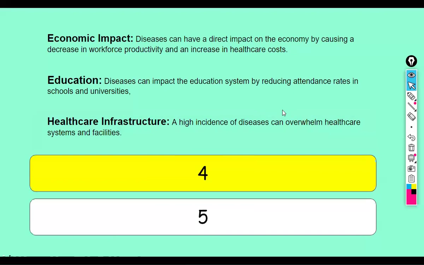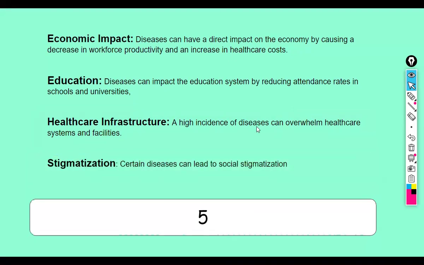Healthcare infrastructure. Once again, think about COVID-19, how overburdened the hospitals were. They were full. They couldn't find extra beds. They didn't have enough beds, in fact, right? Stigmatization, right? It's very easy to classify a country as a bad country to go to because they have some outbreak of a certain type of disease, whether it be an STD or something like E. coli. Countries can get a very bad name. Stigmatization.